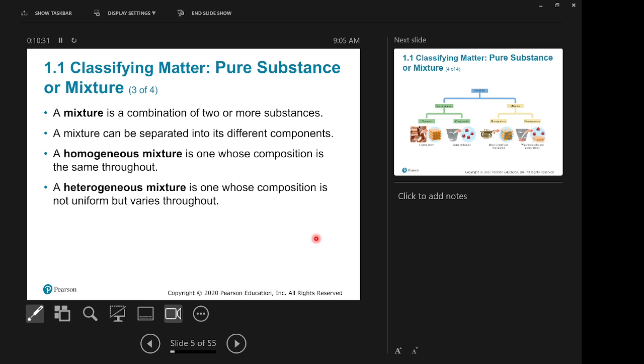It could be an element with a compound. For example, this right here is aerated. Does anybody know what aerated is? It means oxygen is dissolved in it, so the fishies could survive. Okay? And so that would actually be an example of a mixture, wouldn't it?